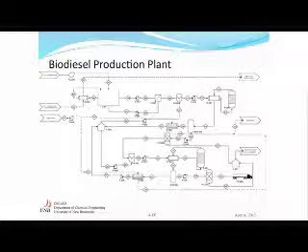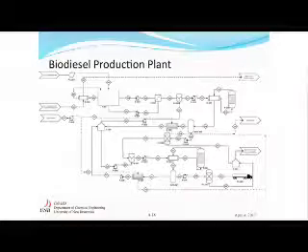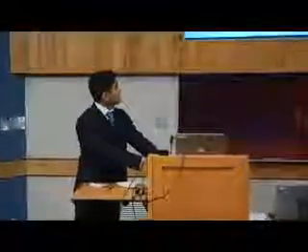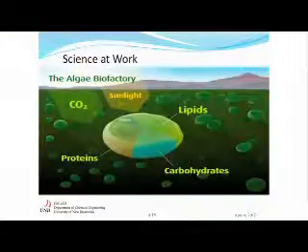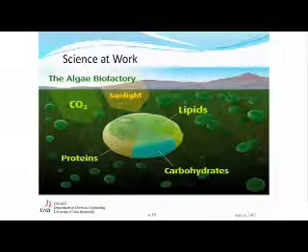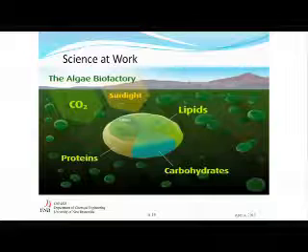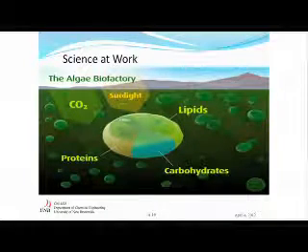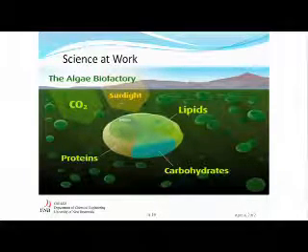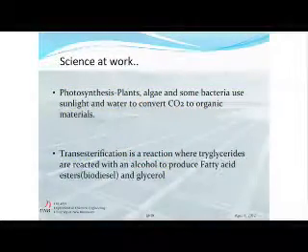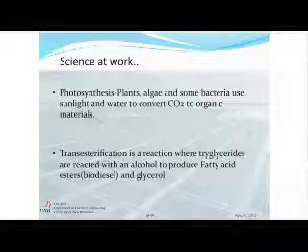So here we have our basic overall process flow diagram for the biodiesel production plant. Before I get into the details of that, I would like to explain the basic science behind it. So what we have here is photosynthesis, which is used by plants and algae and bacteria to convert CO2 into organic material by using sunlight and nutrients. And the other basic science term is transesterification.